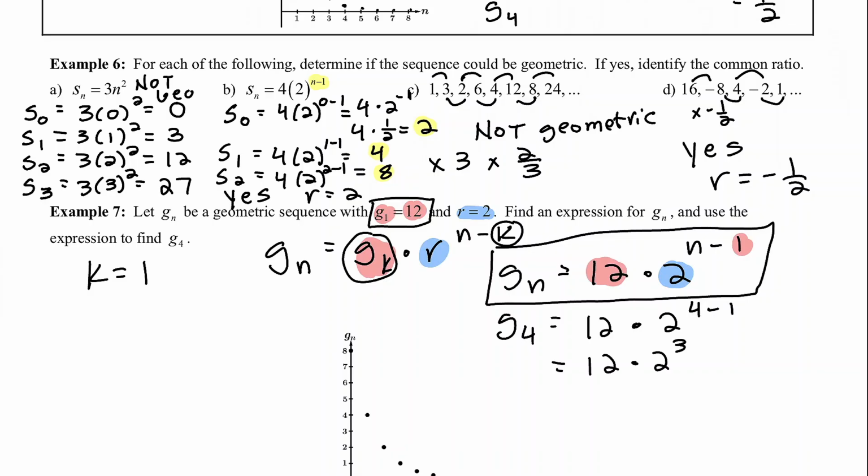Two to the power of 3, which is 8. 8 times 12 gets me, what? I don't do that in my head. 96? Is that right? I said I want to do it in my head, and I did it in my head.